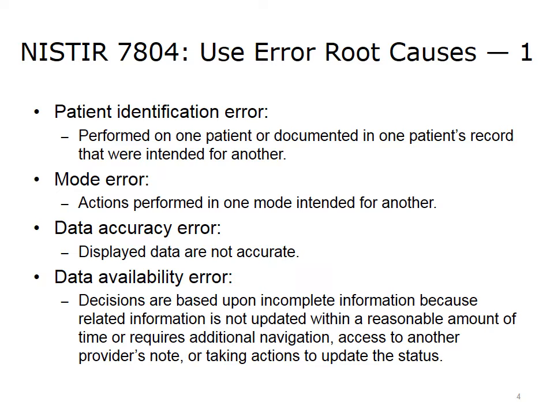The use error root cause model created: Patient identification error, performed on one patient or documented in one patient's record that was intended for another. Mode error, actions performed in one mode intended for another. Data accuracy error, displayed data are not accurate. Data availability error. Decisions are based upon incomplete information because related information is not updated within a reasonable amount of time, or requires additional navigation, access to another provider's note, or taking actions to update the status.